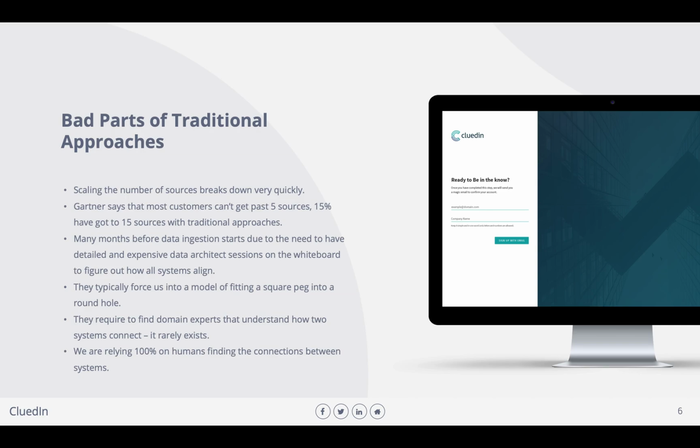And we're not the only ones that are recognizing this. If you look towards market analyst firms or leading providers like Gartner, they actually say that the predominant amount of clients that they talk to don't have projects where there's more than 5 sources that are integrated across their business. And only 15% of those same clients have around 15 or more data sources being unified into a common fabric of data with these traditional approaches. And that for me is quite eye-opening.